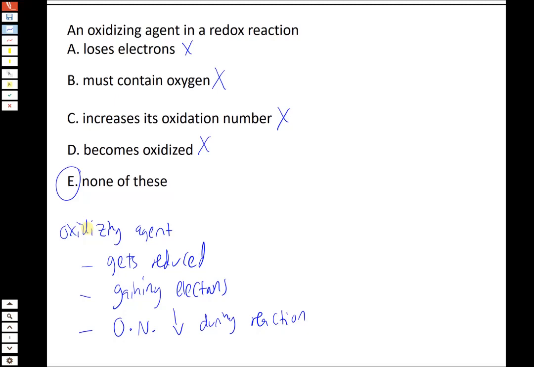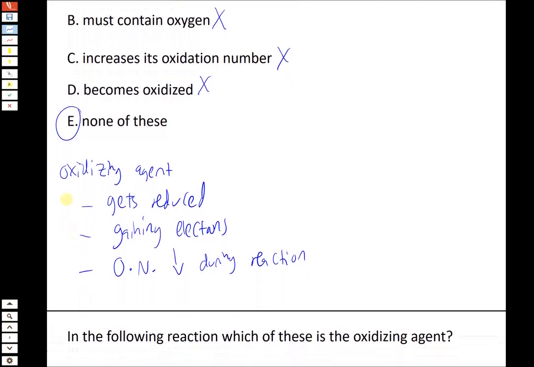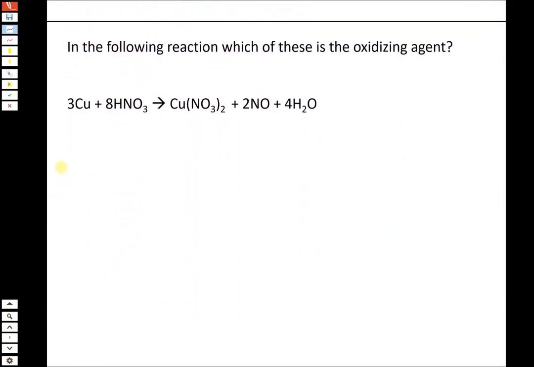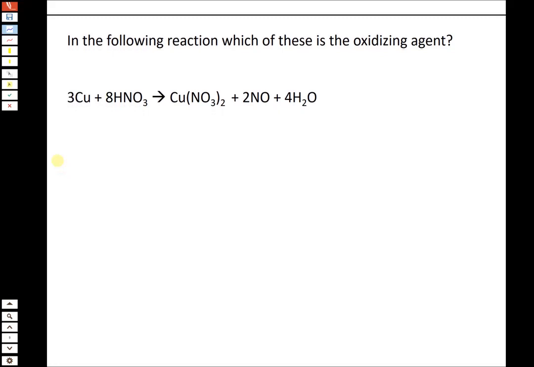So these types of concepts could come up, and you have to be able to identify the difference between oxidizing and reducing agent and what that means in terms of gaining electrons, oxidation number, and so on. So then this question requires us to sort of apply that concept. So in the following reaction, which is the oxidizing agent? So again, oxidizing agent means a few things.